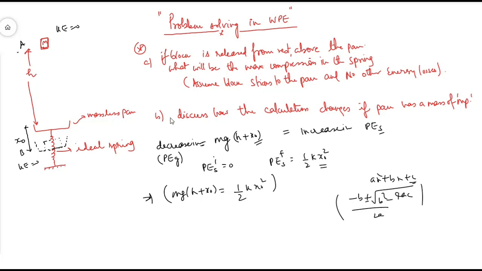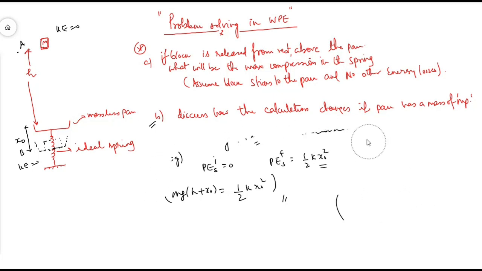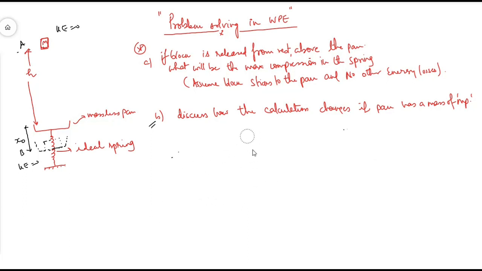Now let's discuss problem B: discuss how the calculation changes if the pan has a mass of m p. This was very easy. You just calculated the decrease in potential energy of the mass and equated it to the increase in potential energy of the spring. Now let's see how this equation changes if the pan also has mass. Now the decrease in potential energy comprises both the change in potential energy of the block as well as the change in potential energy of the pan.